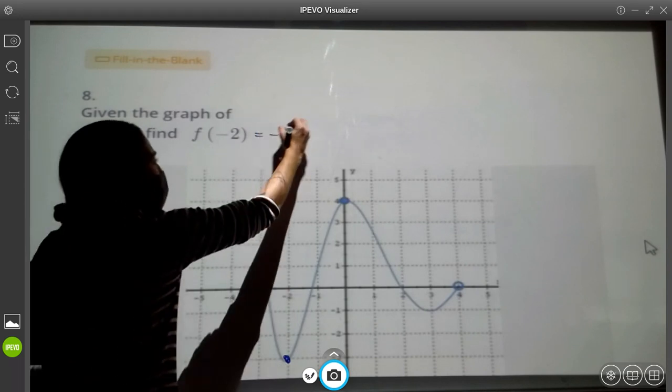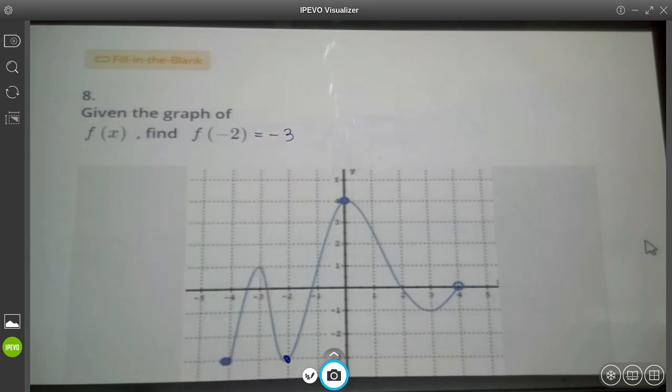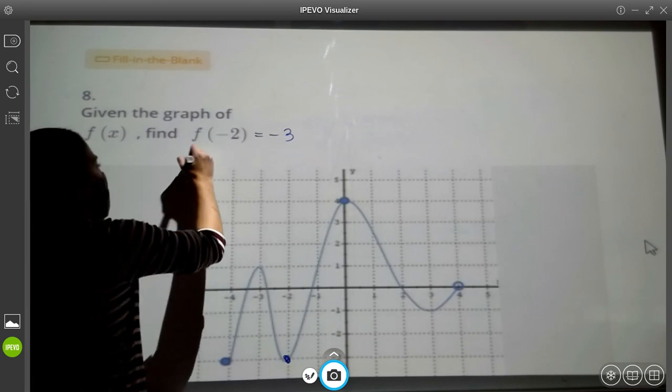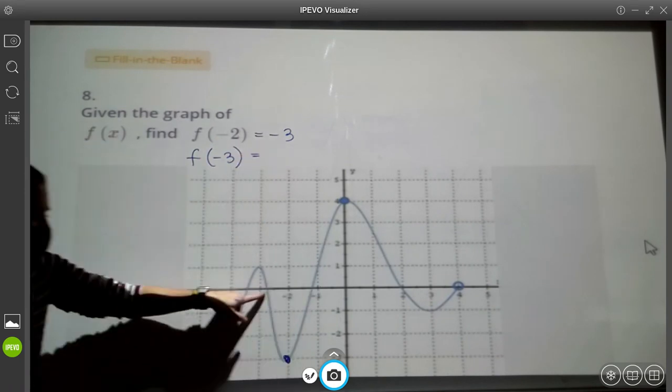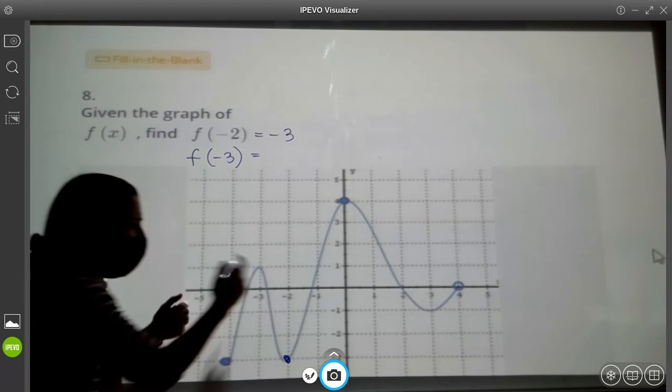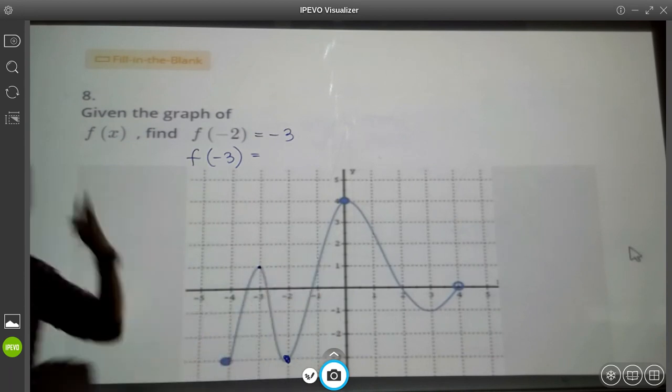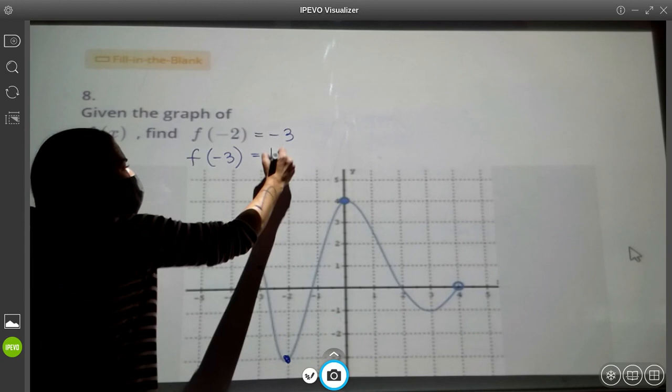So guys, if I asked you, what's f of -3? Well, when x is -3, who's the corresponding point? What y value comes out? 1. The answer would be 1. Just read it right off the graph. Is everybody okay with a question like that? Everybody's good? Okay. All right, we'll go to the next one.